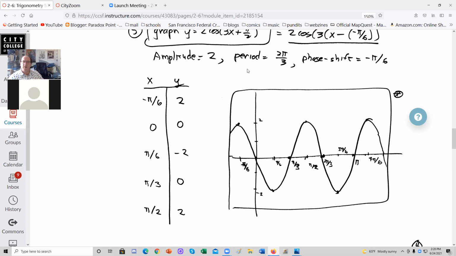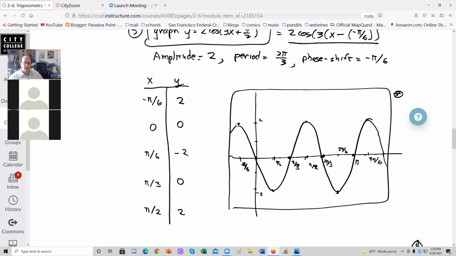A full period later, if you add 2 pi over 3 to negative pi over 6, you get pi over 2, so it is again 2. Halfway between these two, at the half period, you get negative 2. And at a quarter period, you get 0. At a quarter period after this, at pi thirds, again 0. So here it's 2, like that.